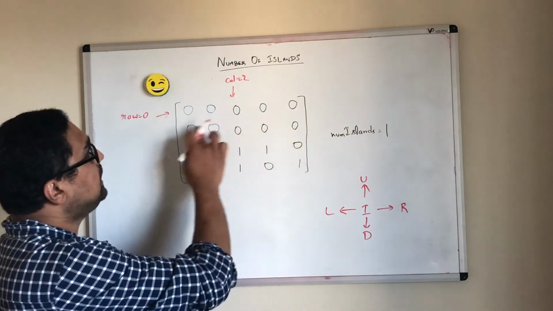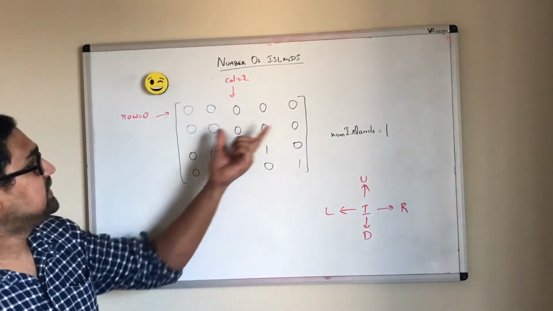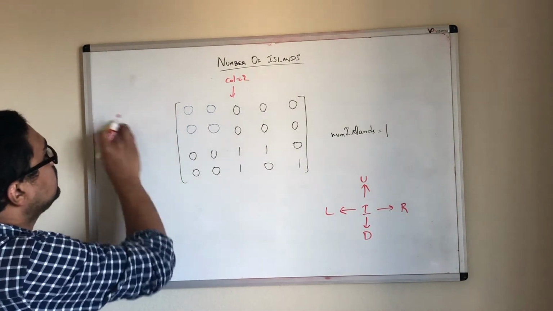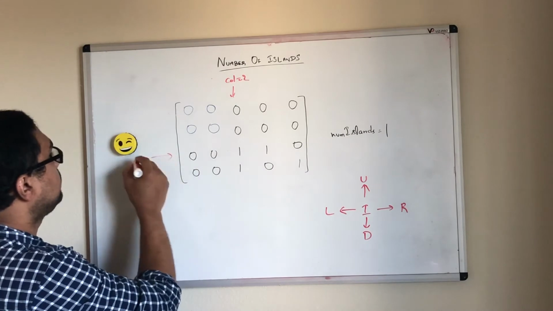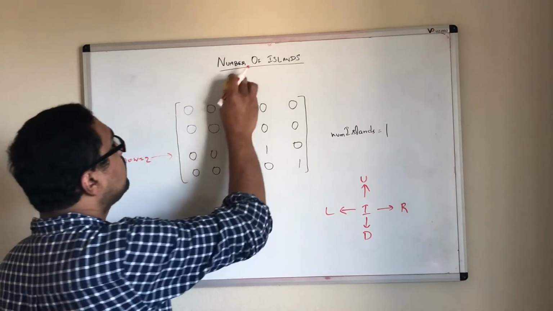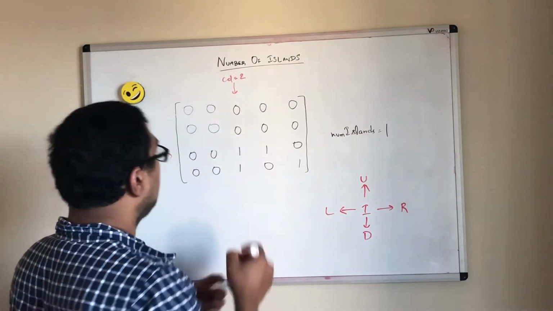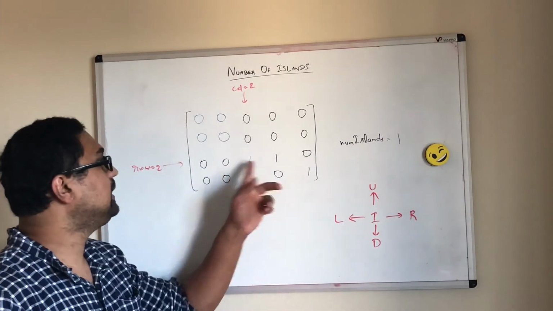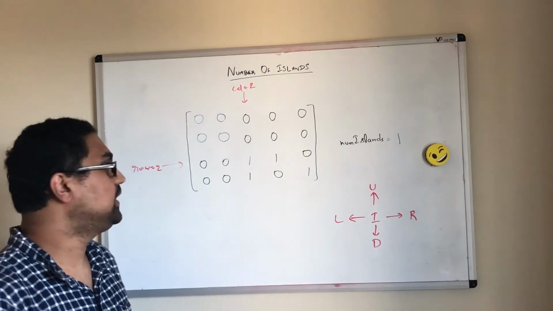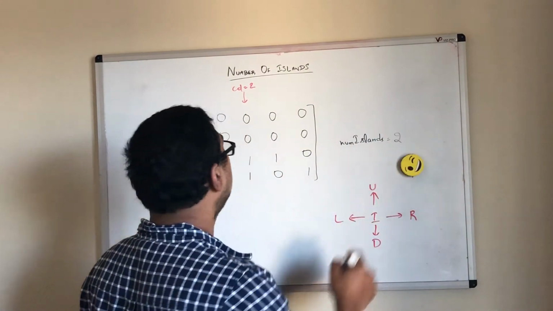Now all of these values here are 0. So we can skip them and directly go to this element here. And it's the same column. Okay, now this value is equal to 1. That means we have found another island. So let's increment the number of islands by 1. So this is equal to 2.